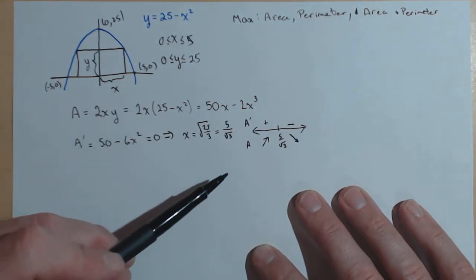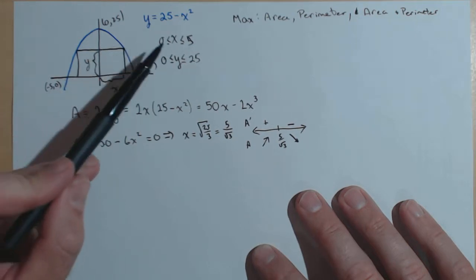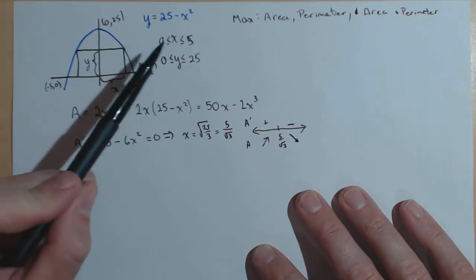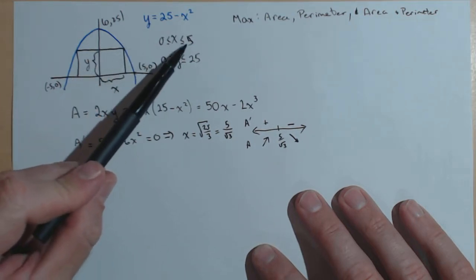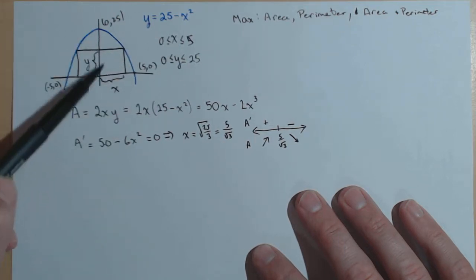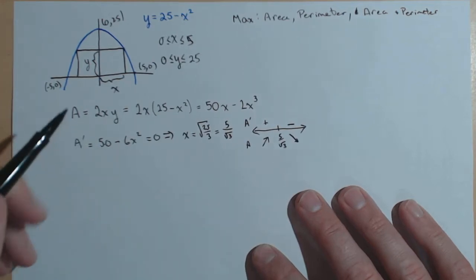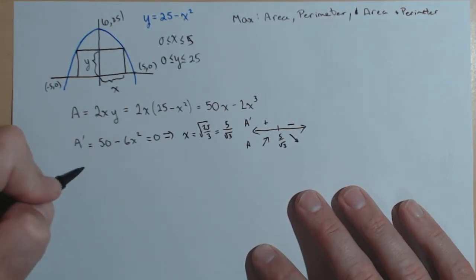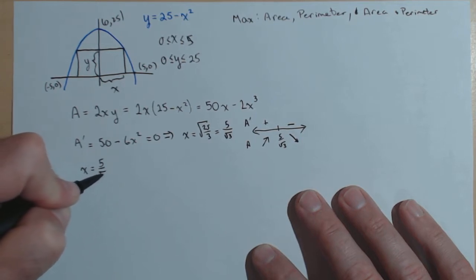Now our minimum area is going to come at x equals 0 or x equals 5, because if x is 5, y is 0. If x is 0, y is 25. We don't have a rectangle, we just have a line. So this is going to be our max. This is going to give us our maximum area at x equals 5 over rad 3.